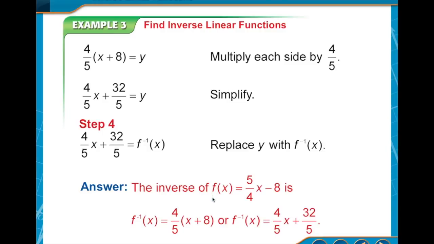So given our original, we know our inverse is written as this expression here. Now they have it written twice because this is that step before we distributed. So either of those would be accurate. I would prefer you simplify and distribute. So we're looking for 4/5 x plus 32 over 5.